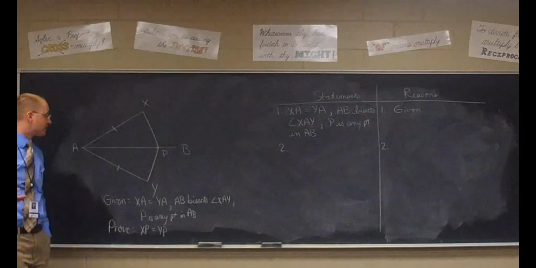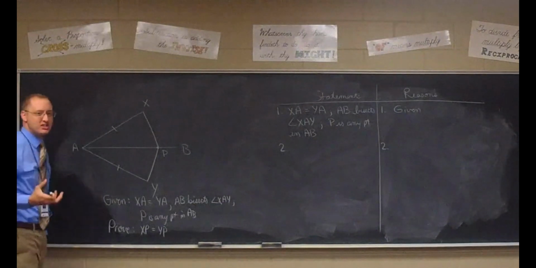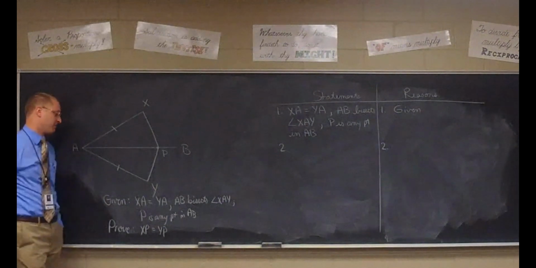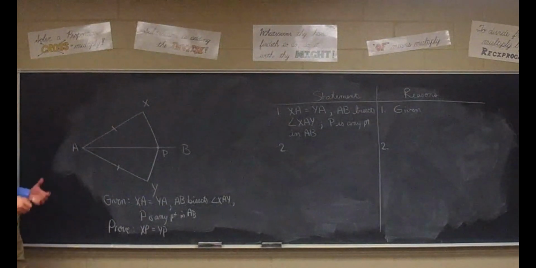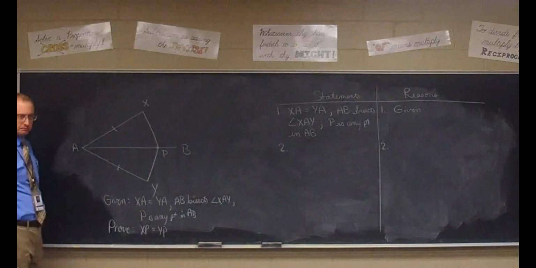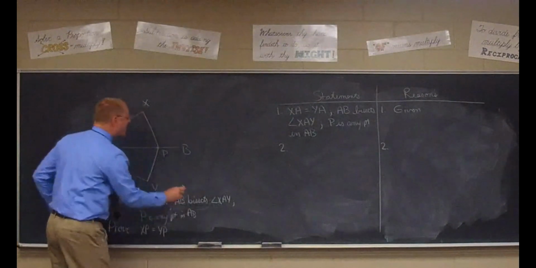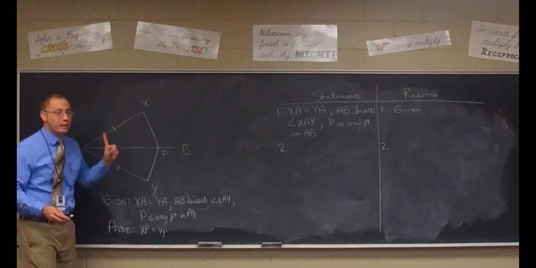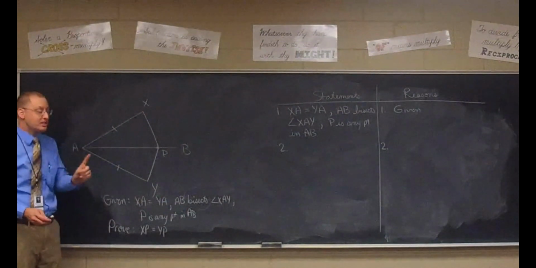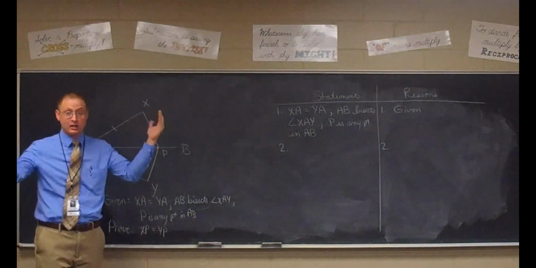I see a clangy statement here. A clangy word, a word that means something to us in the given. What word should really mean something to us here? Bisects. This isn't just any word. It's not that AB is just some random line. It's a very special line. It's a bisector. And when we see bisects, we should think clang.